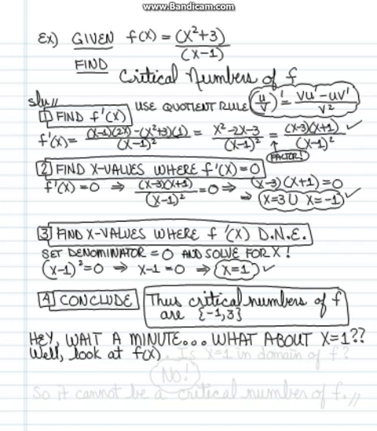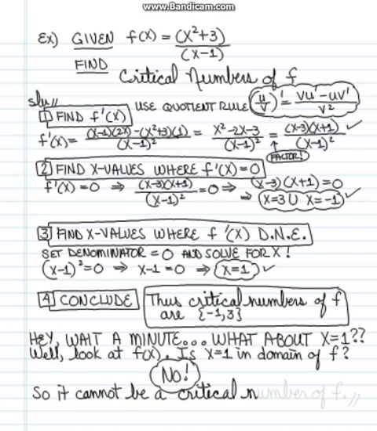Well, take a look at f of x. Is x equals 1 in the domain of f? No, it's not. It makes the denominator 0 in f. I'm talking about f of x, not f prime of x. f of x. So it cannot be a critical number of f if it's not in the domain. Okay, so think about that.